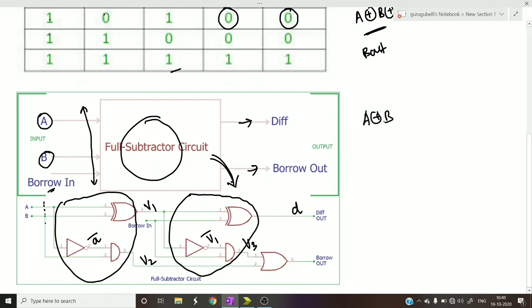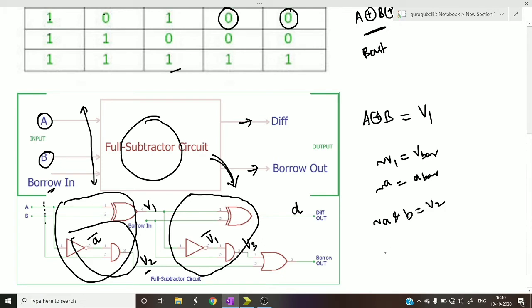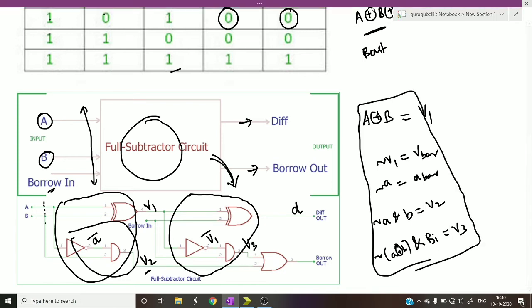A XOR B, the output is labeled as V1, and the complement of this is labeled as V bar in the code I am saying, and the complement of A is labeled as A bar. Now after performing this operation, that is A bar and B, it is labeled as V2. And the negation of A XOR B, ANDed with borrow in, is labeled as V3. So these are the different labels that I used for writing the structural level of abstraction.